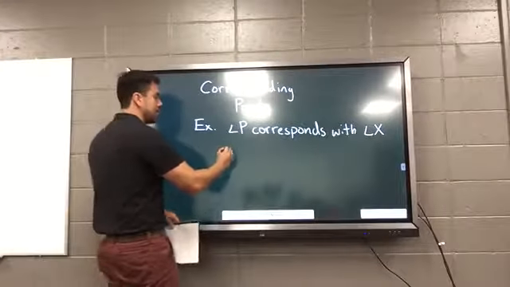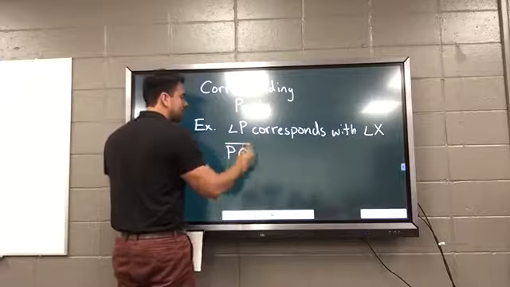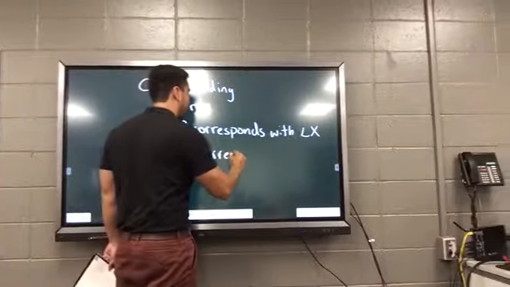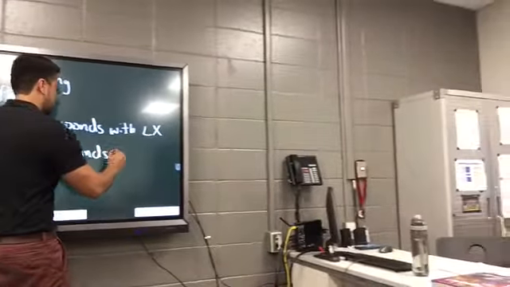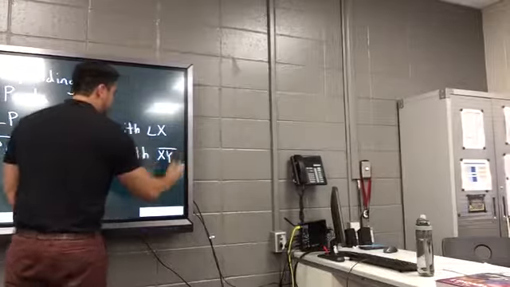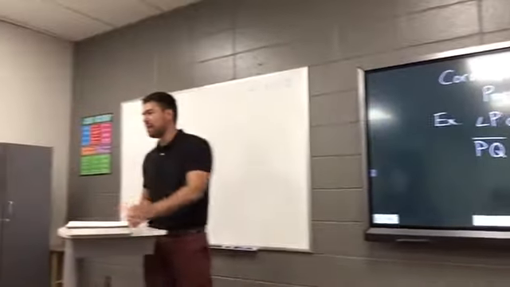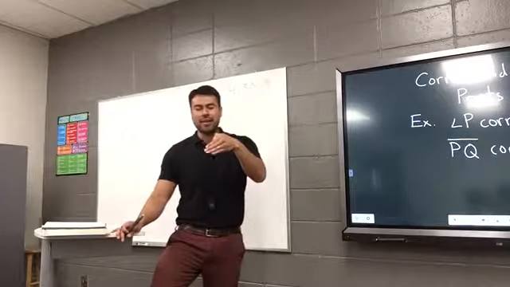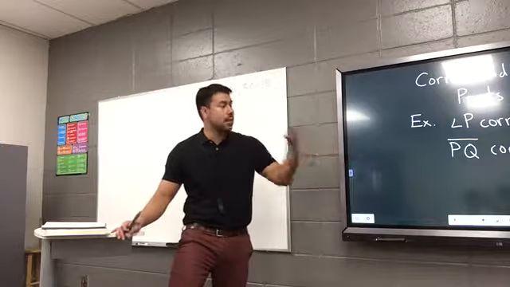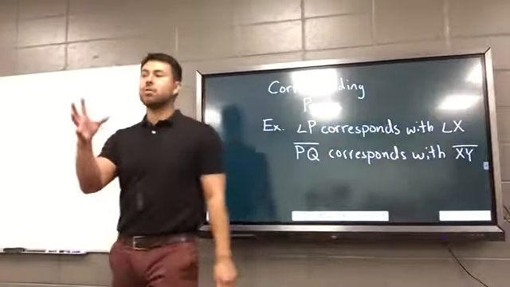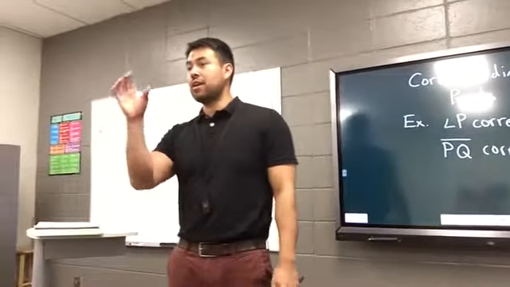And then another example of a line segment would be segment PQ corresponds with or matches with segment XY. So that's what I mean by corresponding. And that might not mean a lot because some of you are thinking, Mr. A, can't you just say that angle P is congruent to angle X? Yes, you could say that. So why do you have to say corresponds? Because today, what are we talking about? What's the lesson called? Congruent.